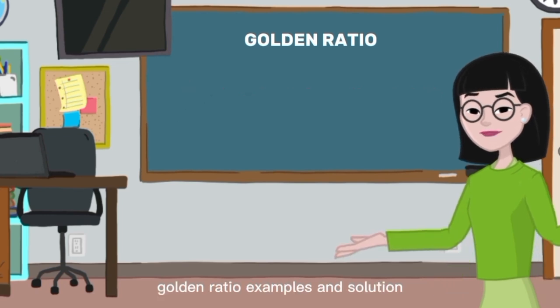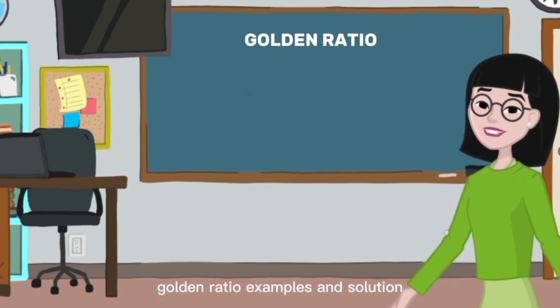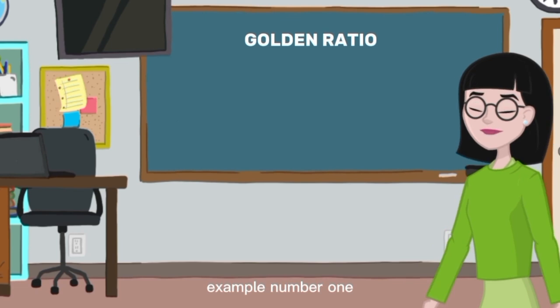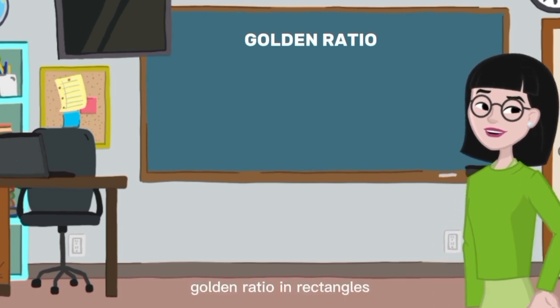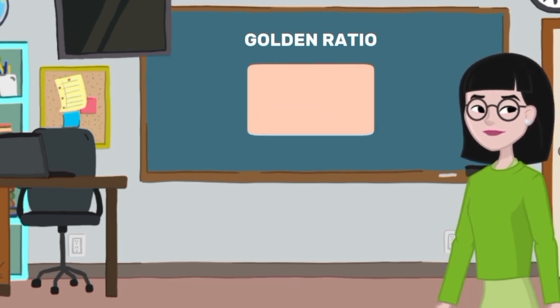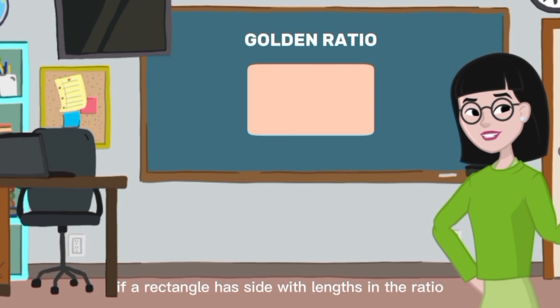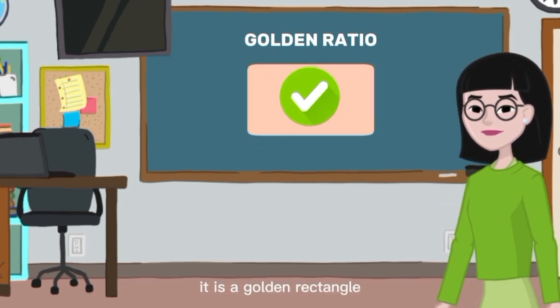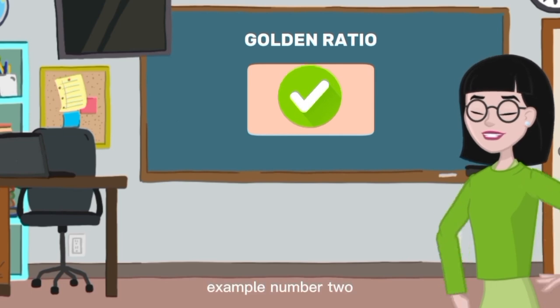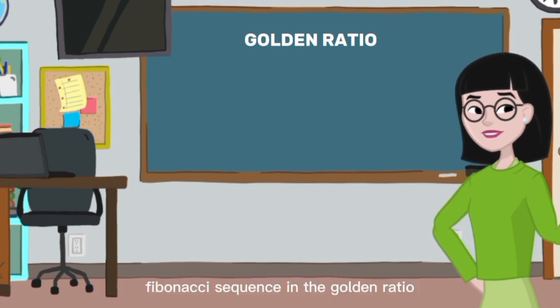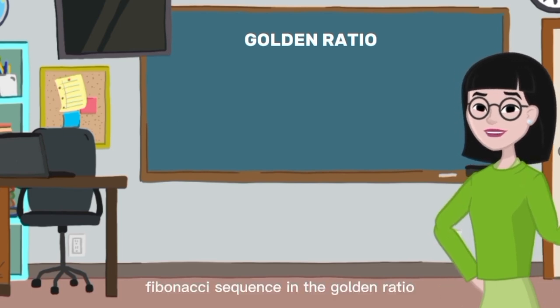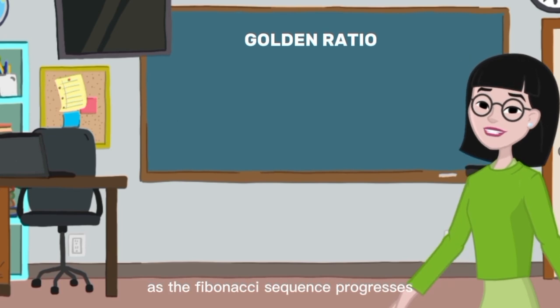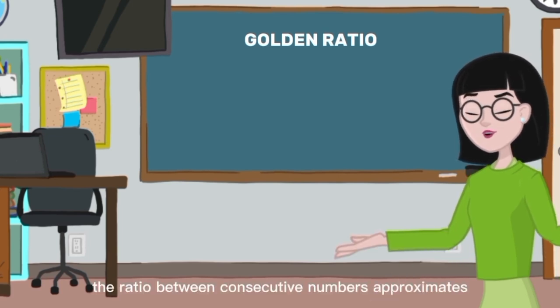Golden ratio examples and solution. Example number 1. Golden ratio and rectangles. If a rectangle has sides with lengths in the golden ratio, it is a golden rectangle. Example number 2. Fibonacci sequence and the golden ratio. As the Fibonacci sequence progresses, the ratio between consecutive numbers approximates the golden ratio.